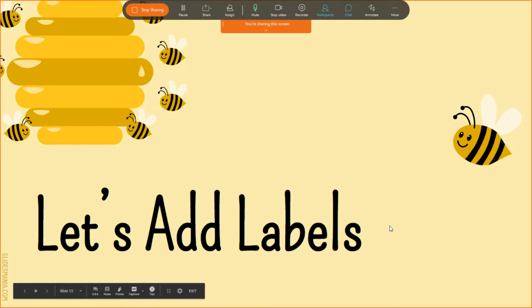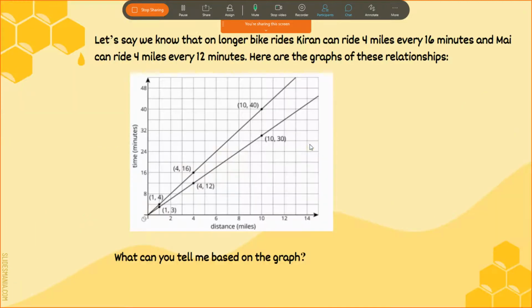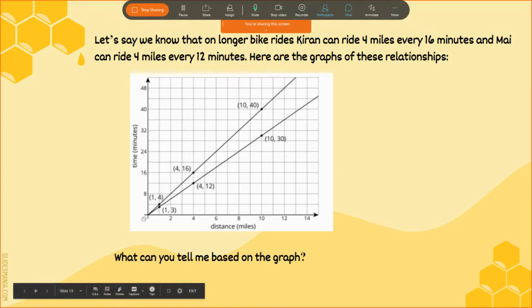All right, so let's try it a little different. Let's add labels to the graph. Now that I've added labels in the graph, look at it again. Take a couple more moments.